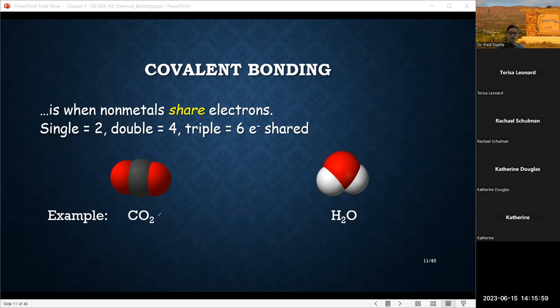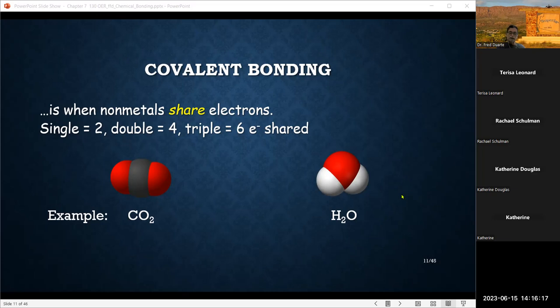All right, so here's a model of carbon dioxide, where you have carbon in the dark here, and the red is represented by oxygen. And then you have H2O, or water. Okay, the red sphere is represented by oxygen.